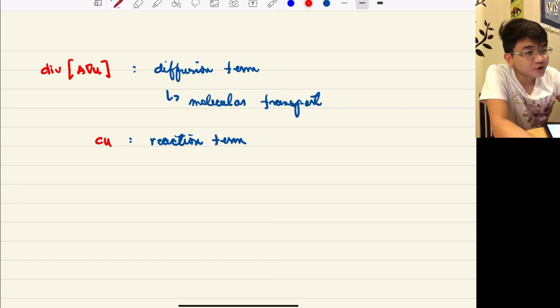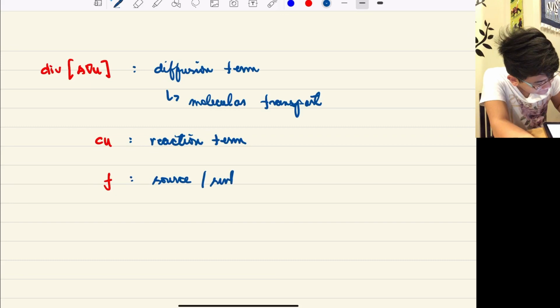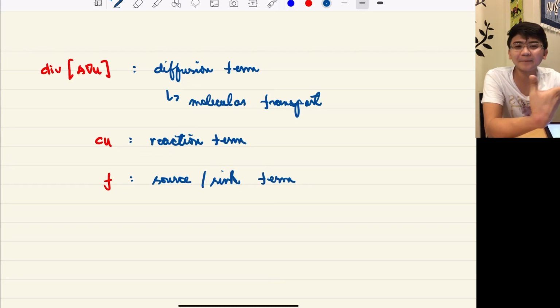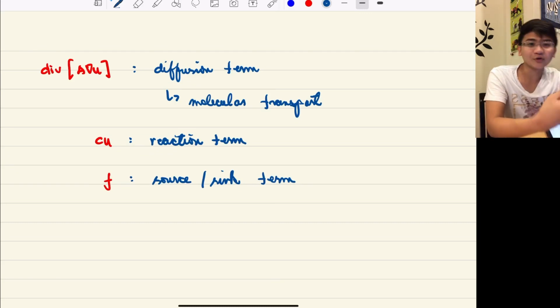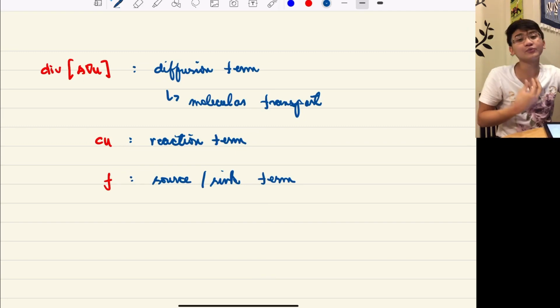Now, the other term appearing in our equation is F, and this is going to be a source term, a source or a sink term. Going back to our heat transfer example, it can be that there's a heating element or a cooling element inside the medium that either produces more heat or consumes more heat.